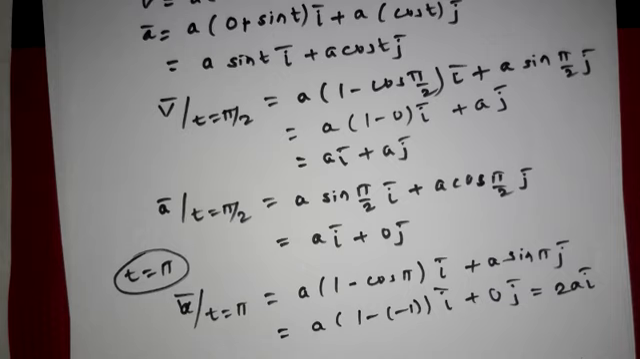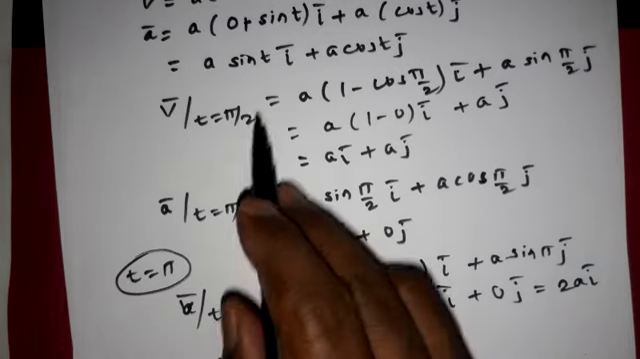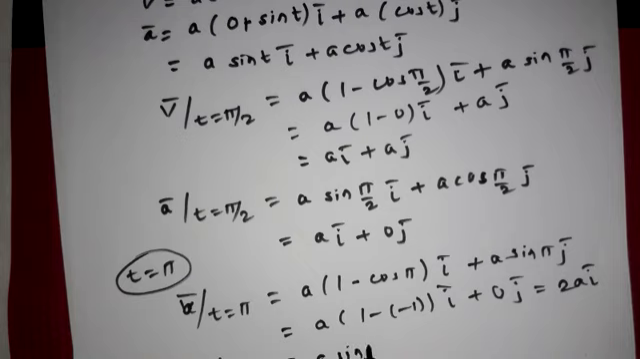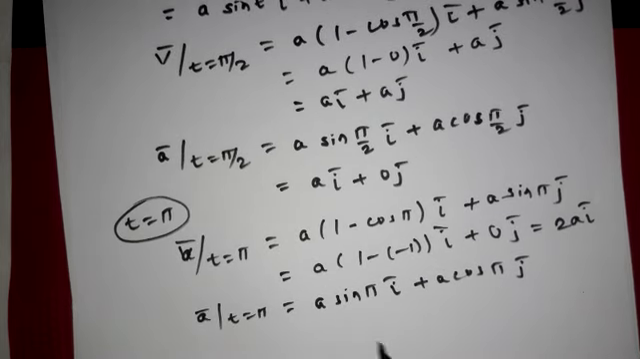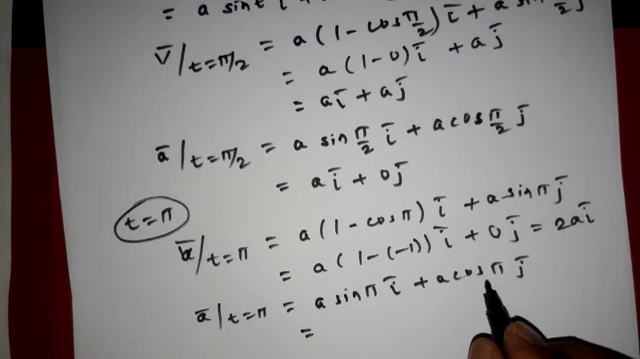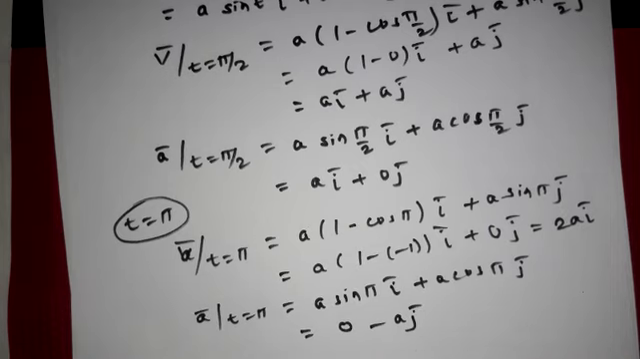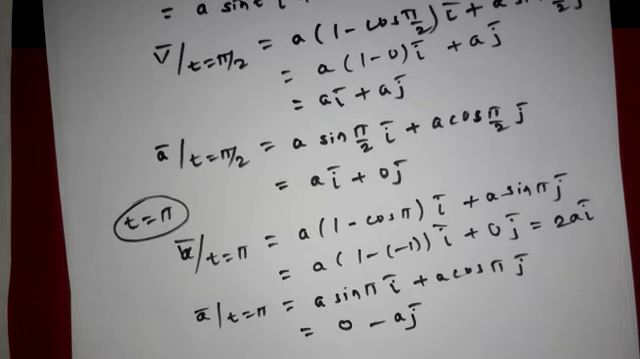Correct. Now acceleration at t equal to π. Again in the acceleration, a sin t i bar plus a cos t j bar, put t equal to π. So a sin π i bar plus a cos π j bar. Sin π is 0, cos π is minus 1. So 0 minus a j bar. Get the answer? So in this way we can solve the problems on velocity vector and acceleration vector.